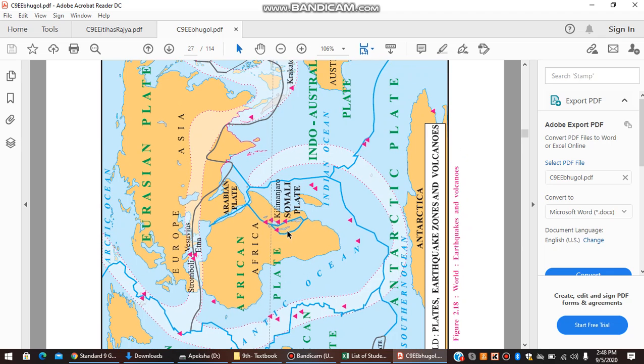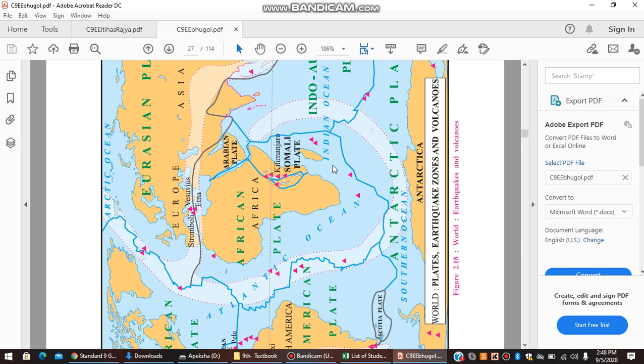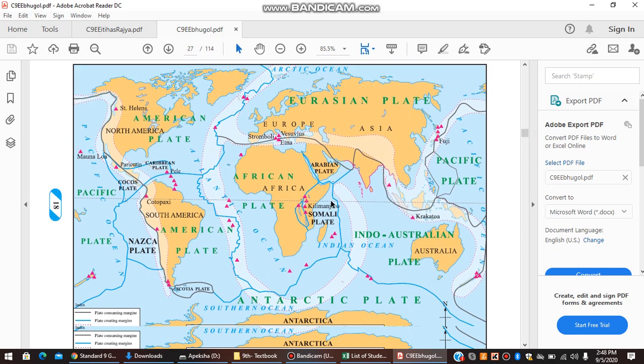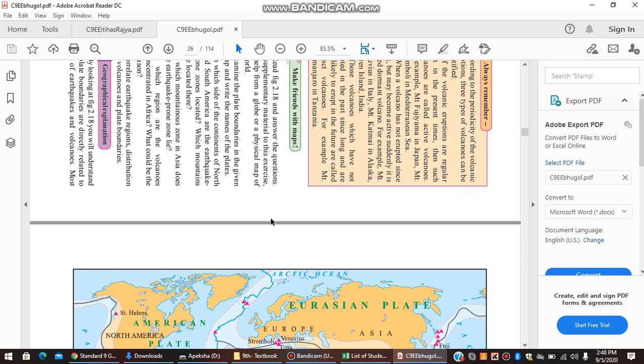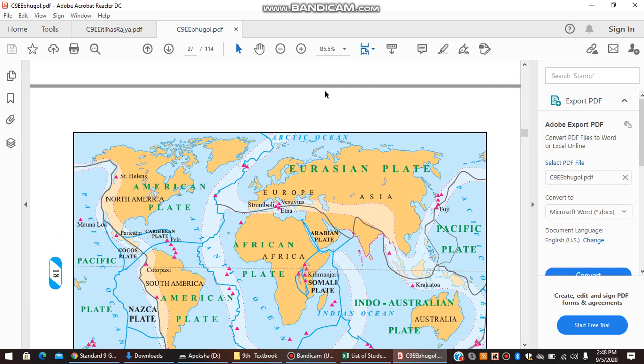So, it becomes a bit difficult when we are holding it in this position. So, we'll just rotate this. Yeah, much better. So, they have given the world map and there are different labels. So here, the triangle is representing the various volcanoes, and the blue line represents the plate creating margins. So, anyways, let's move on to the geographical reasons now.